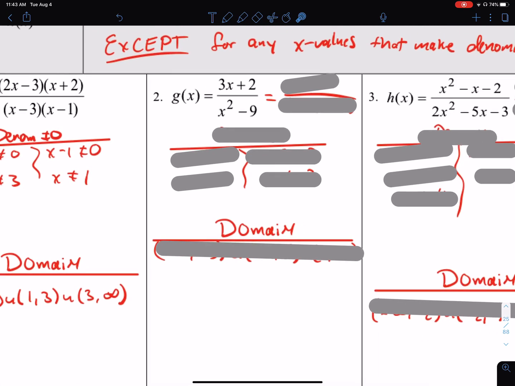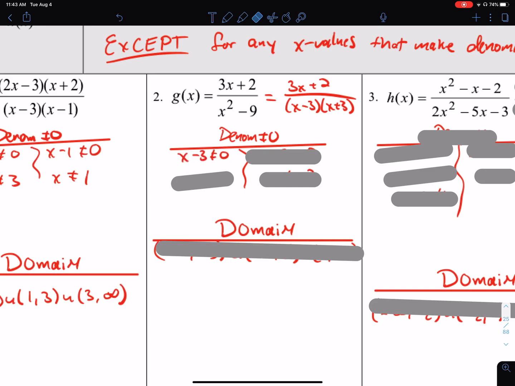This one's more complicated because the denominator is not factored. If you factor the denominator, you're going to get the difference of two squares. It's an x minus 3 and an x plus 3. We set our denominator, and we say it can't be equal to 0 because that's when the function's undefined, so those numbers can't be in the domain.